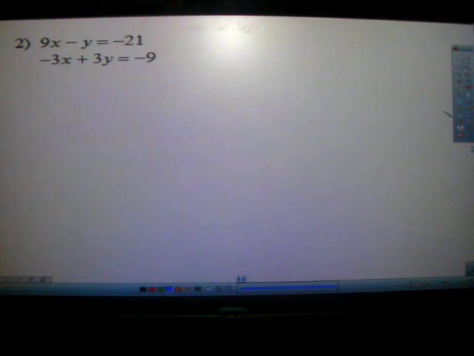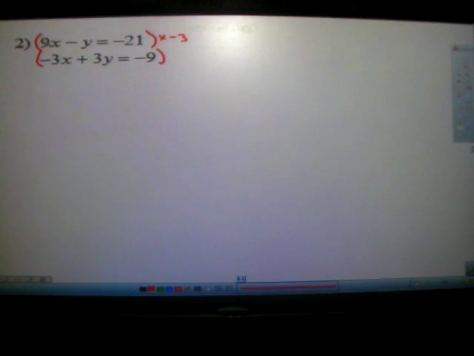Let's look at one of these that does not already have opposites in it. So number 2, I would notice neither of these are solved. I check for opposites, and I do not have opposites in this problem. So I'm going to go through that process that we've been doing. The top one by the bottom number, so I'm going to multiply the top one by negative 3. The bottom one by the opposite of the top. So I'm going to change this 9 when I put it down here. So instead of a 9, I'm going to use a negative 9.